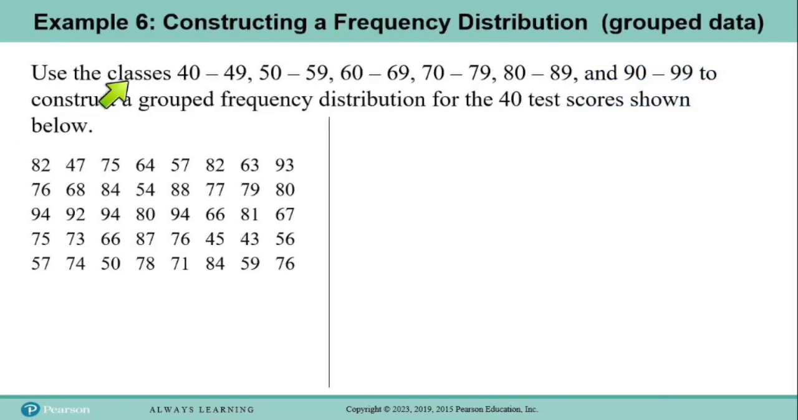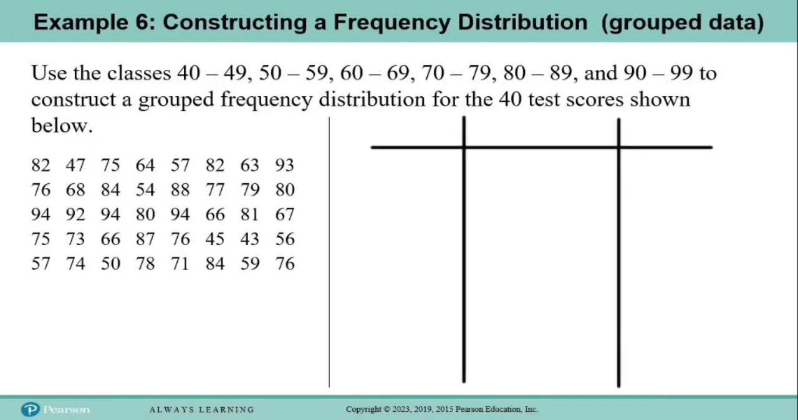Okay, here's example 6. It says use these classes, 40 to 49, 50 to 59, etc., to construct a grouped frequency distribution for the 40 test scores shown below. So let's go ahead and set up our frequency distribution. And so I've got 3 columns. I'm going to have scores in the left column, so let's label that score. I'm going to have tally marks in the middle and the frequency total on the right.